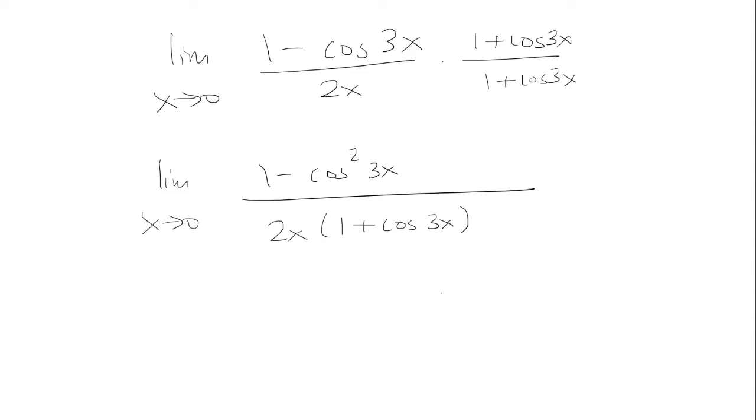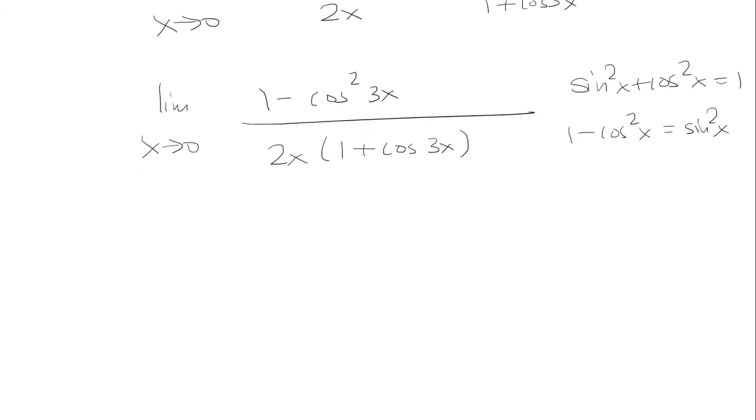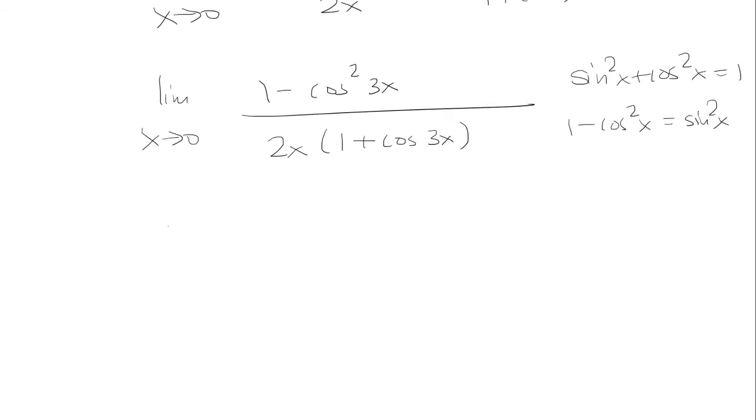So now the numerator is 1 minus cosine squared. Well, I know that sine squared plus cosine squared is 1. Therefore, 1 minus cosine squared is sine squared. Here, instead of x, I'm going to have 3x. So let's plug that in.